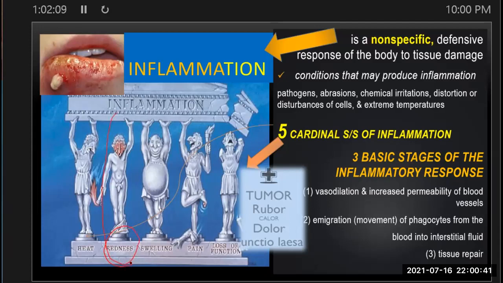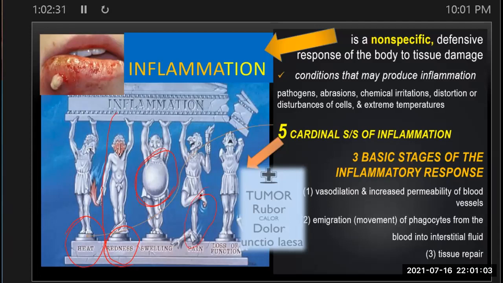We have calor. Where is calor? So heat or increased heat. We have tumor, swelling, and dolor, pain. Where is pain? This one. Pain and functio laesa, which is loss of function.